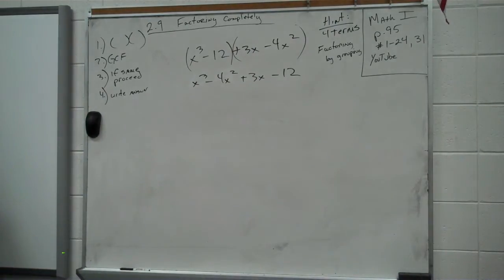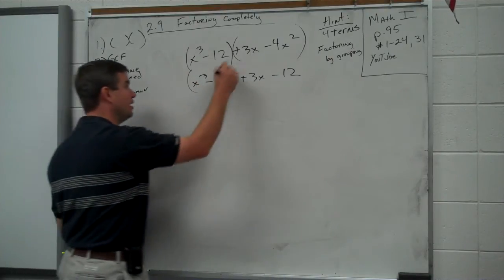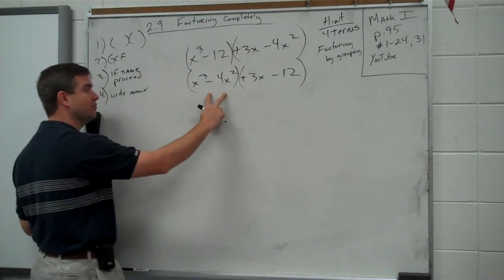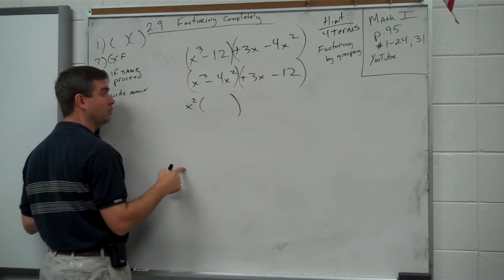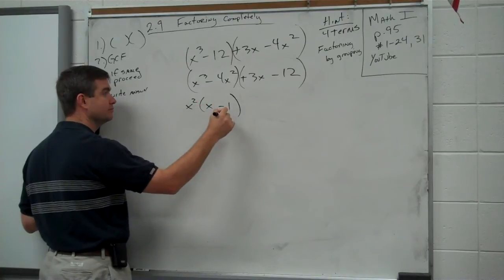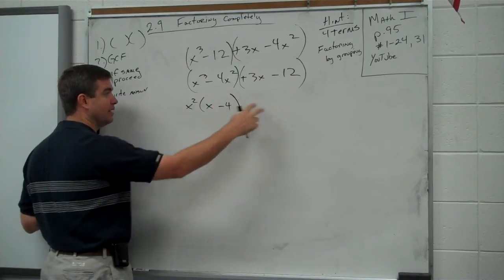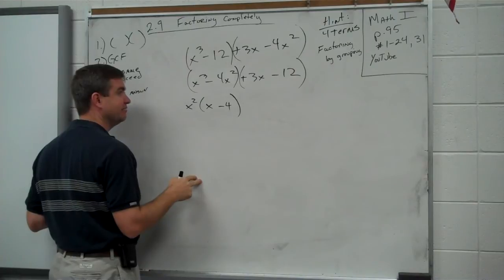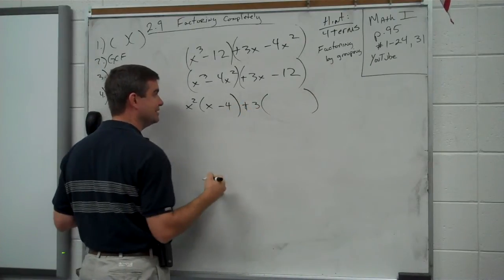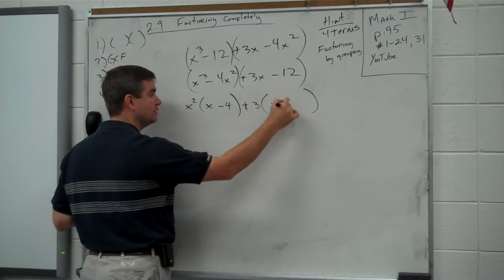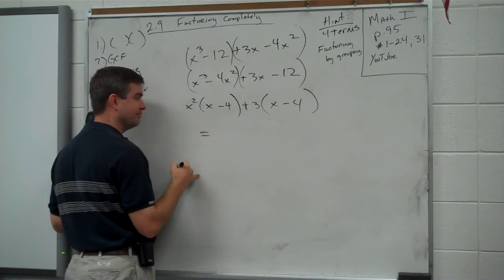Now let's try. Marla, what's my first step? Parentheses. Group them up. Very good. What's my GCF right here, Marla? X squared. I pull x squared out to the front. What's left inside? X minus 4. X minus 4. Outstanding. What about over here? What's my GCF? 3. Positive 3. Okay, very good. What's left inside? X minus 4. Very good. And what's my answer? Tell me, finish it out.